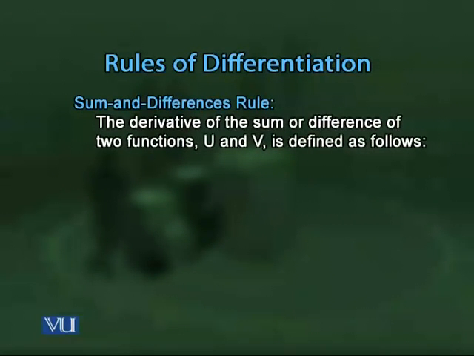The next rule is the sum difference rule. Here we have a function which appears as a sum of two functions. It is in the form u plus or minus v.